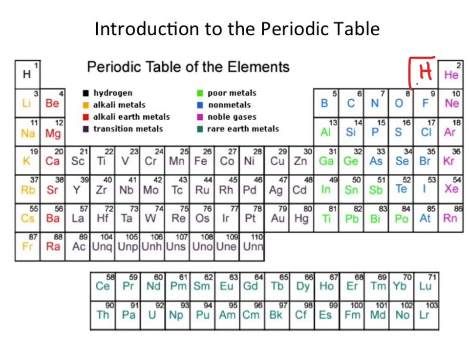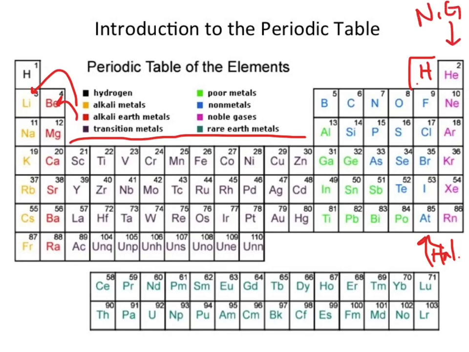Alkali metals are your first column. Alkaline earth is your second column. You have your transition metals, which are right here. And then we have our halogens and your noble gases in the last column. And these right here are called what? The rare earth or the inner transition metals. Either one.